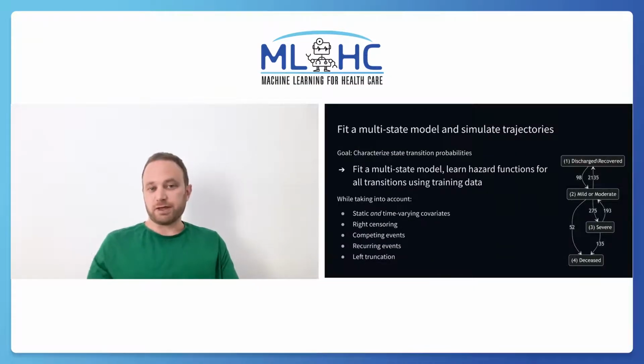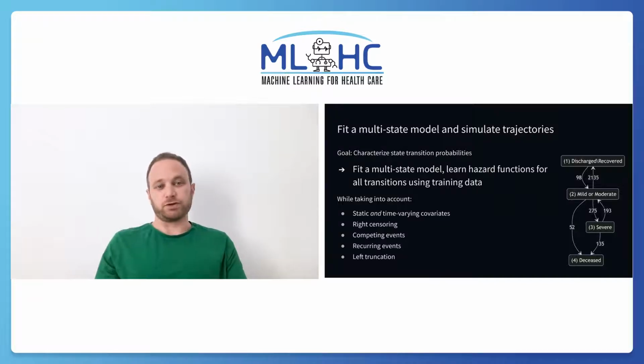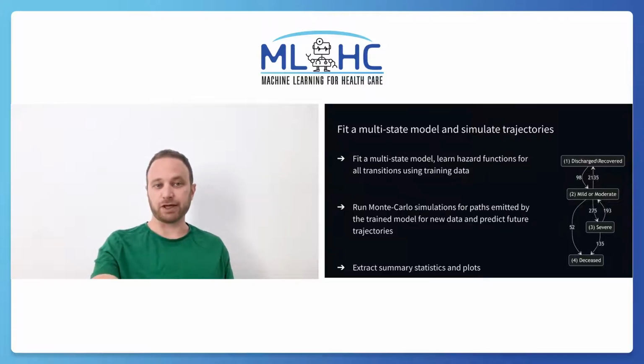So what we do in this package, we give the user the ability to fit a multi-state model, jointly learning the hazard functions for all the transitions using training data. And this is a bit tricky, but we have to take into account both static and time-varying covariates, right censoring, competing events, which is very important in this setting, recurrent events, as we can go back and forth between different states, and left truncation.